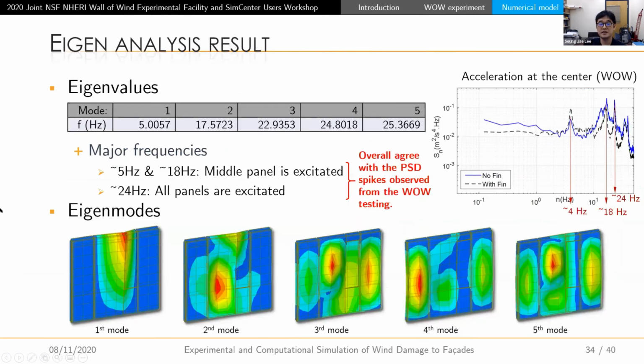So yeah, this is the eigen analysis result. The first and second modes could be observed near 5 and 18 hertz. And the rest, the higher modes, the third, fourth and fifth modes, are near 24 hertz. These values are overall comparable to the power spectral density spikes observed from Wall of Wind testing. As you can see here, the first, second, and third spikes are near 4, 18, and 24 hertz. And these are the eigenmodes. The middle panel is excited in the first and second modes, and then the side panels are excited in the higher modes like that.